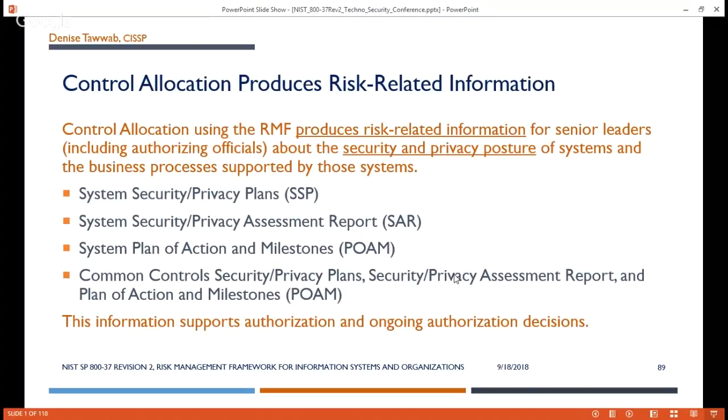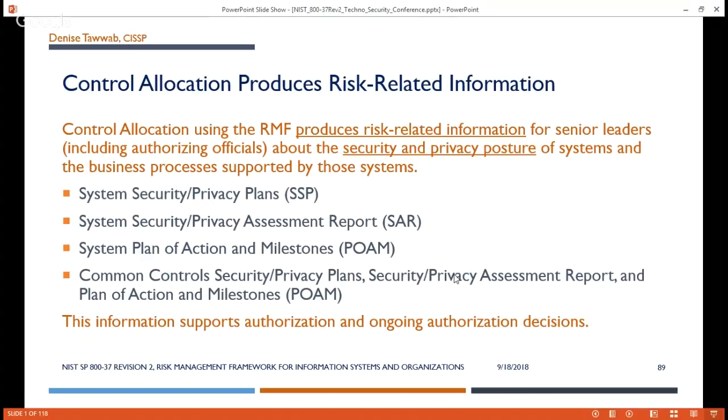All right. Control allocation also produces risk-related information for senior leaders, including your authorizing officials, about the security and privacy posture of systems and the business processes supported by those systems. And that's going to look like your system security plan, your privacy plans, your system security assessment report, your privacy assessment report, your plans of action and milestones, your common controls, security and privacy plans, your security assessment report, and your plan of action and milestones for your common controls. This is the information that supports authorization and ongoing authorization decisions.